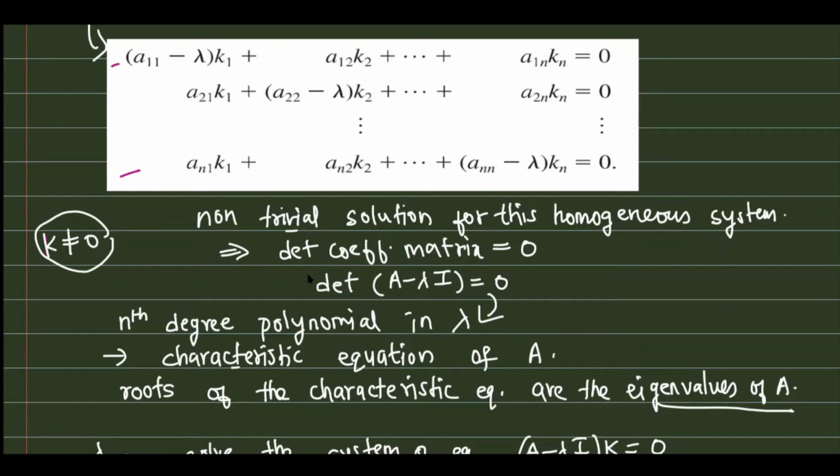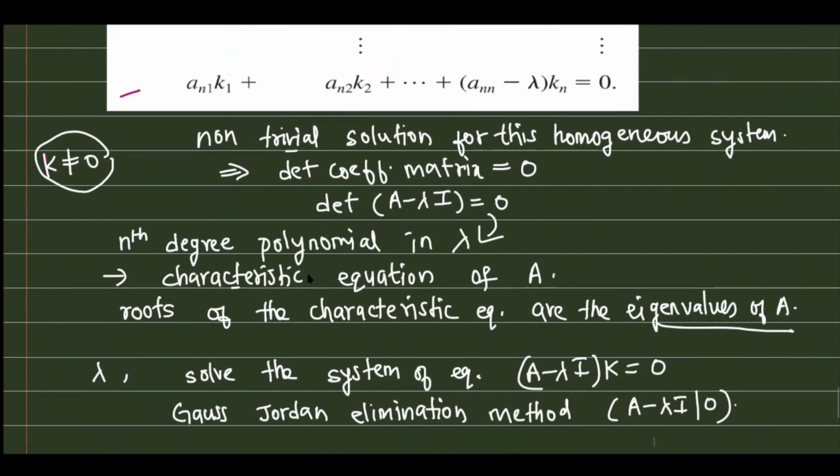Now once we have the eigenvalues, our next aim is to find the eigenvectors. To find the eigenvectors corresponding to an eigenvalue lambda, we have to solve the system of equations (A minus lambda I) k equal to 0, which can be solved by using the Gauss-Jordan elimination method on the augmented matrix [A minus lambda I | 0].